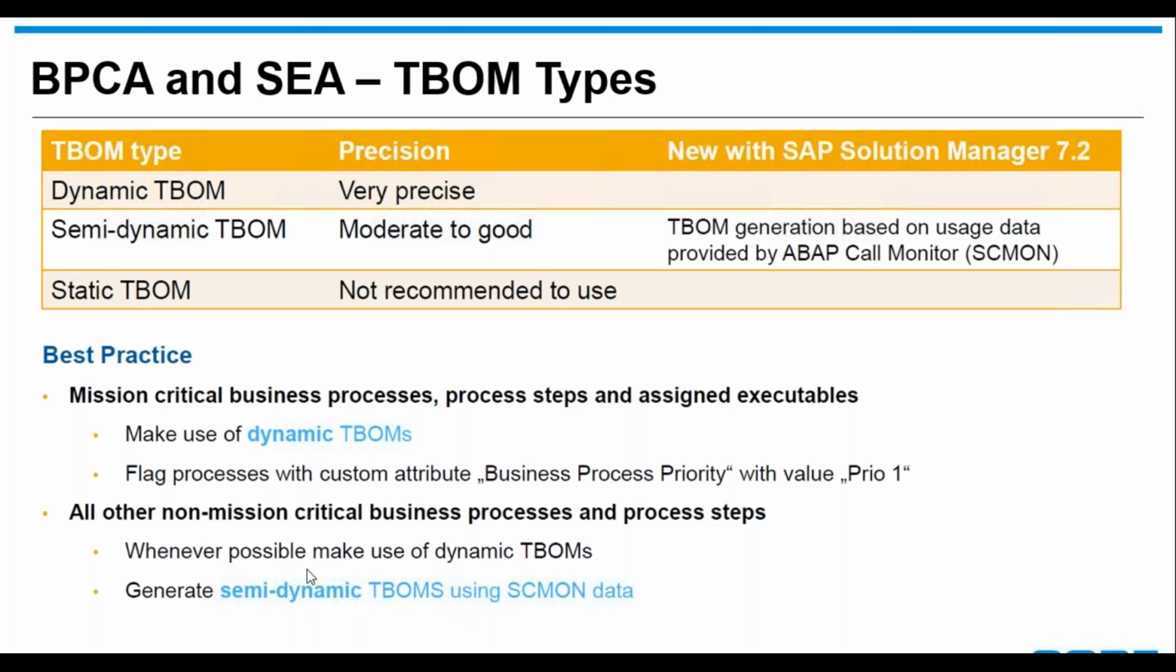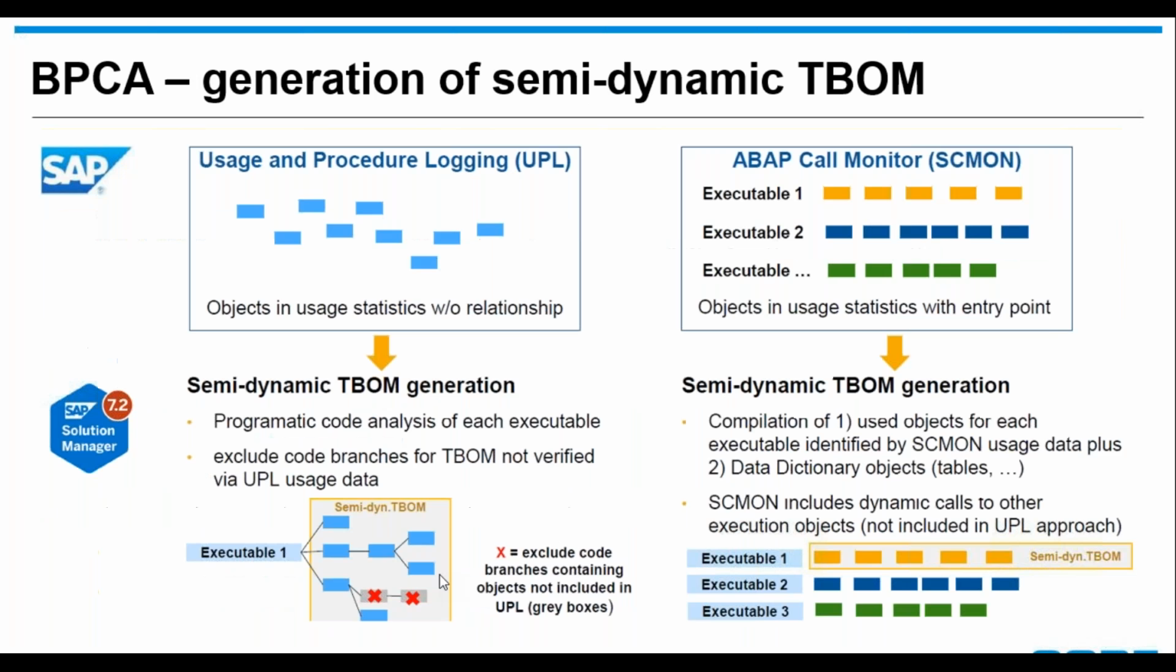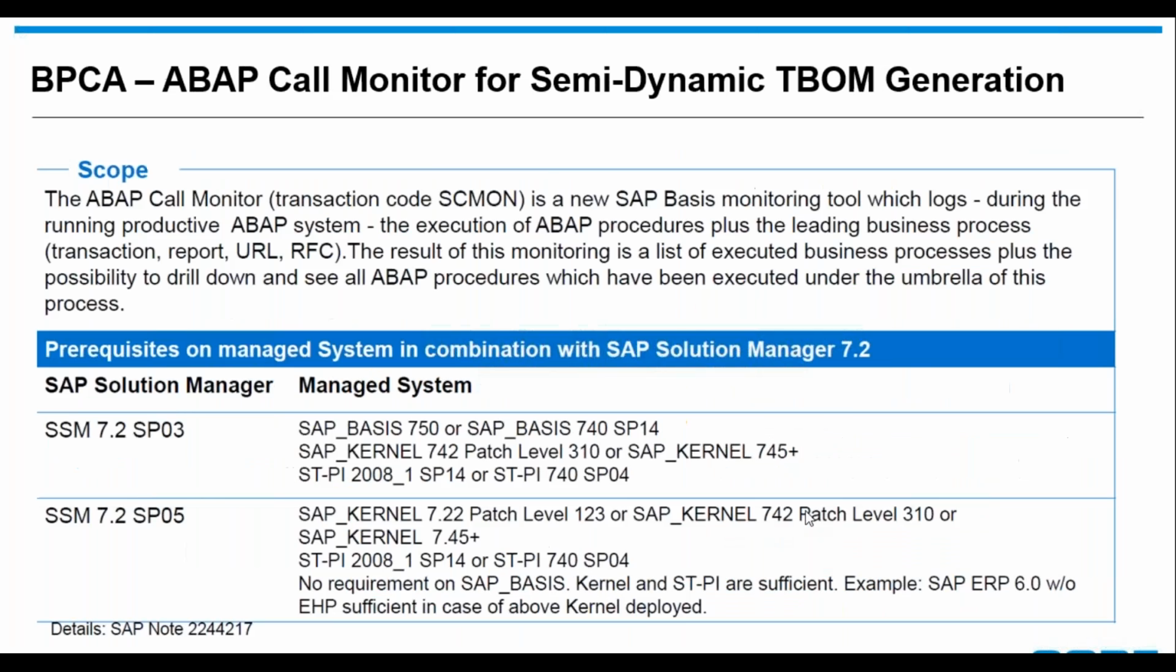Semi-dynamic can be generated by batch jobs. And again, ABAP call monitor, this is the big news here for those who are familiar with it. So UPL is now going to be SCMon to generate semi-dynamic T-bombs. And the reason for it is because it adds some more precision to it. So there may be some code branches in UPL that are not picked up, but within ABAP call monitor, dynamic calls to other objects are included, but were not included in UPL.